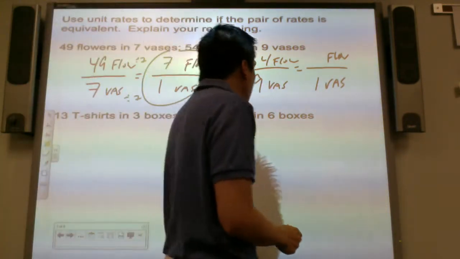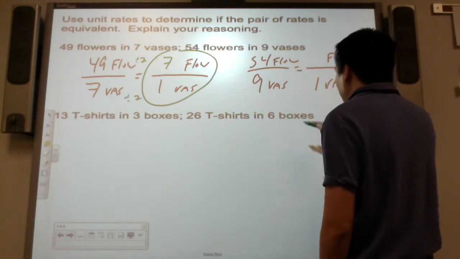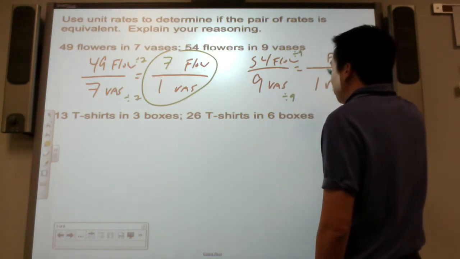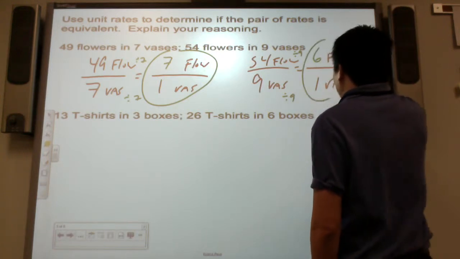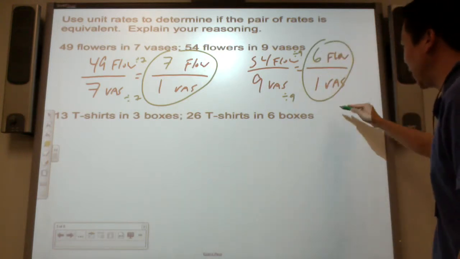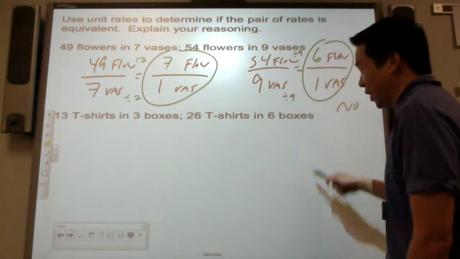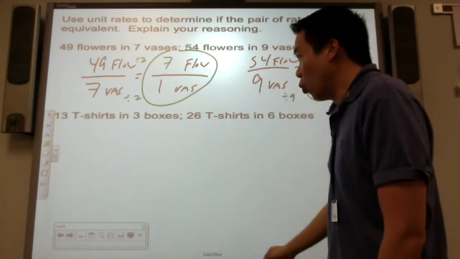Pretty. What about this one? How do you break down 9 vases to 1 vase? Divide by 9, divide by 9. 54 flowers divided by 9 is 6 flowers per vase. Are they equivalent? No, because there's 1 more flower per vase than this one. They are not equivalent.